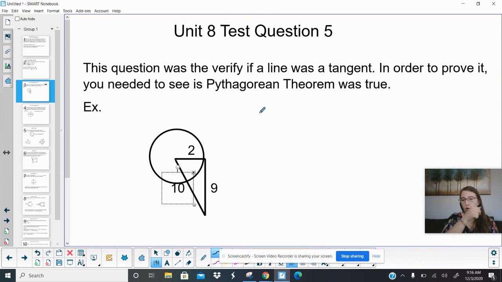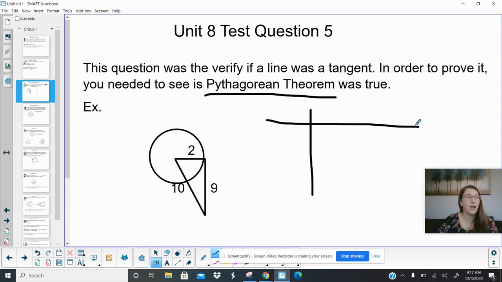Okay, question 5. This was the only question that dealt with this picture where we wanted to verify if a line was a tangent. Now you may have gotten lucky because it was only, yes, it's a tangent, or no, it's not a tangent. But to be sure, what you had to do was see if the Pythagorean theorem was true. So remember that the Pythagorean theorem is a squared plus b squared equals c squared.